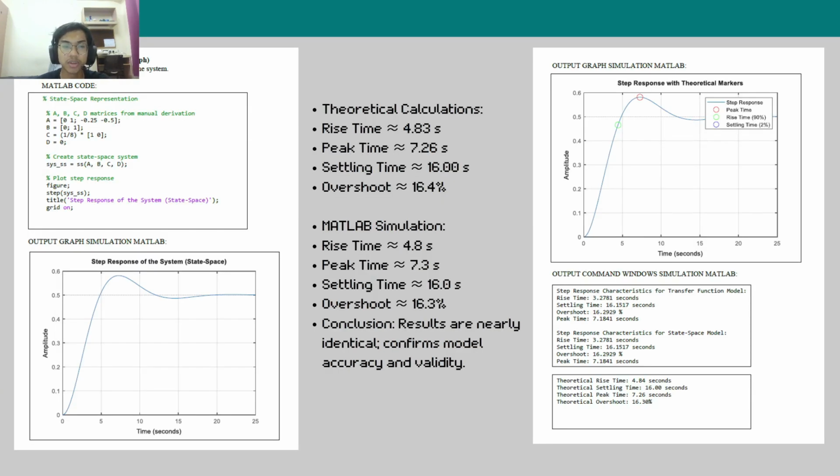Theoretically, the rise time is 4.83 seconds, peak time is 7.26 seconds, settling time is 16 seconds, and overshoot is 16.4%. Meanwhile, for MATLAB, we got a rise time of 4.8 seconds, peak time of 7.3 seconds, settling time of 16 seconds, and overshoot of 16.3%. In conclusion, MATLAB simulation gave similar results with minimal deviation. This confirms the accuracy and validity of our models.